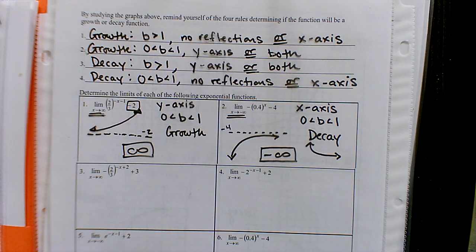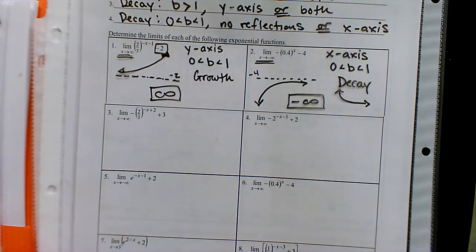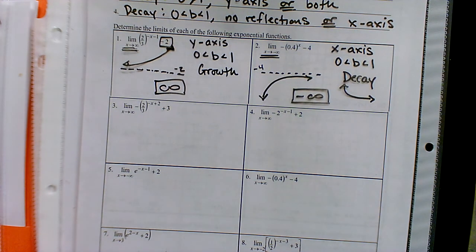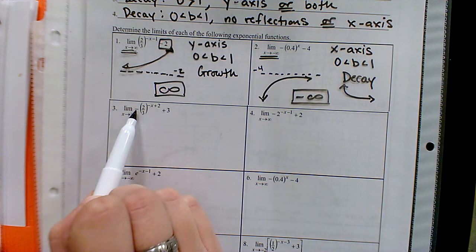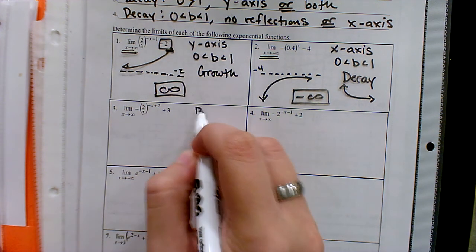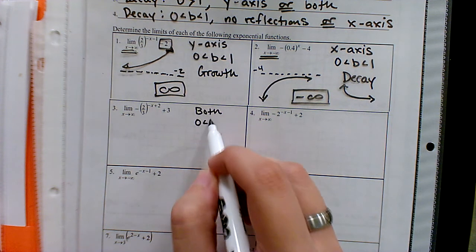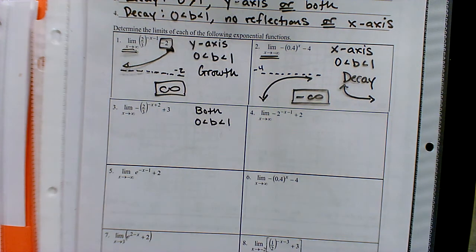We doing okay so far? It's up to us to try to figure out what the graph looks like to help us with these limits. All right, let's try the next one. We have two negatives, one on the outside and one on the inside with the x. So both reflections. Our base value is between 0 and 1. So use your little shortcuts at the top. Growth or decay?